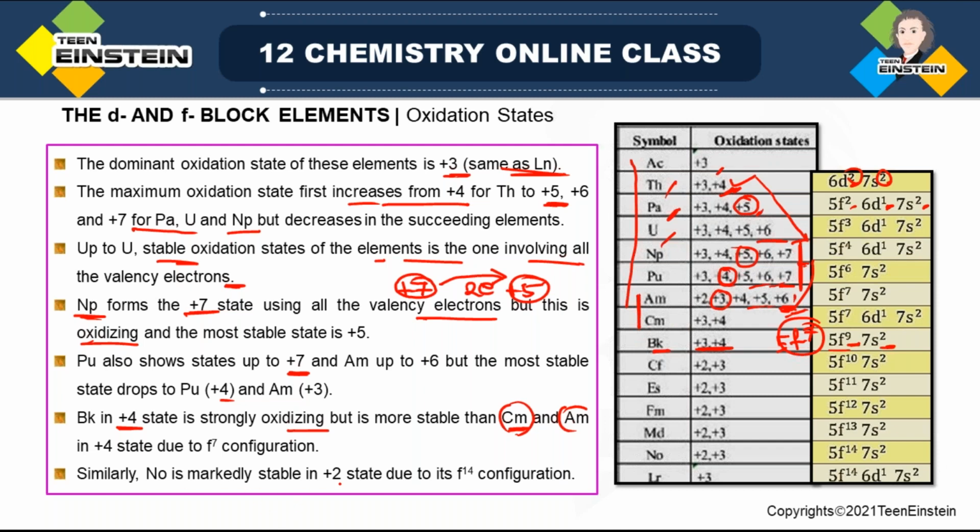Then nobelium is markedly stable in +2 state because of its f14 configuration. So look at this. Here when the +2 state is achieved, that means these two electrons are removed, you have achieved 5f14. That means it is a stable configuration. Okay. So this is all about the oxidation states. Please tell me if you have any doubt. Should I repeat any points?